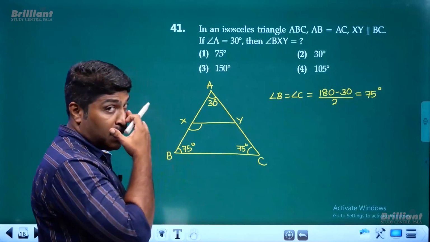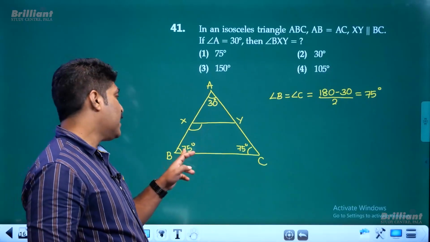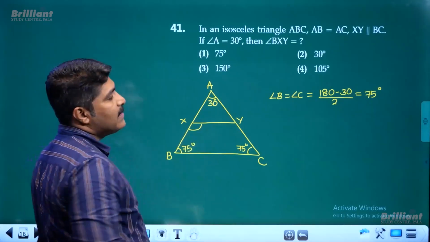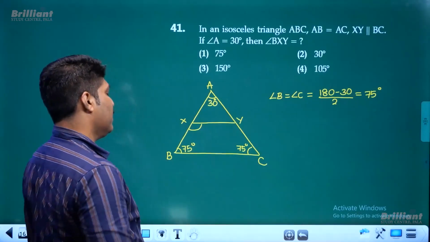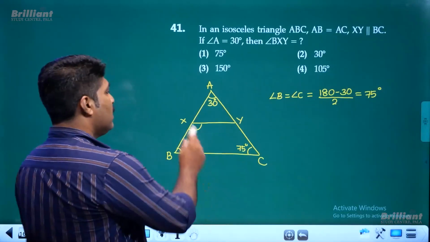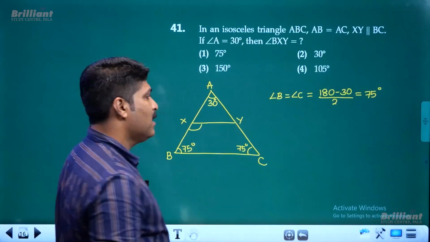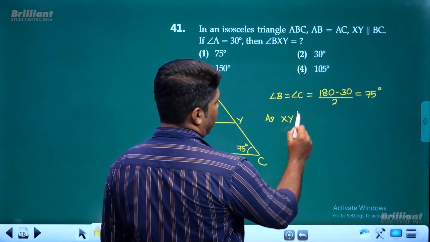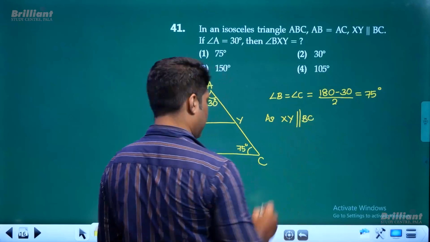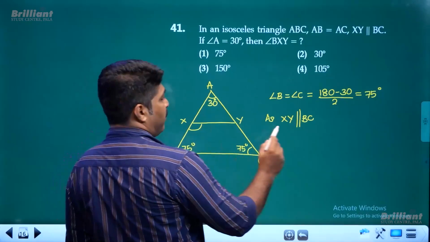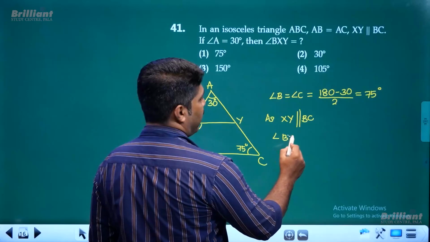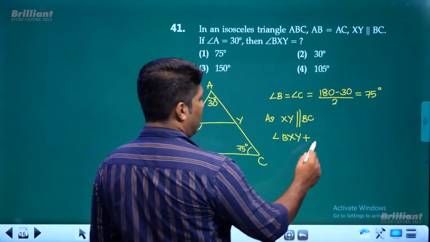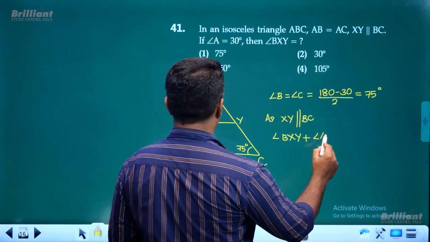Got it? And here, this angle and this angle, what's the relationship? These two angles are supplementary because XY is parallel to BC. As XY is parallel to BC, angle BXY plus angle ABC or XBC.